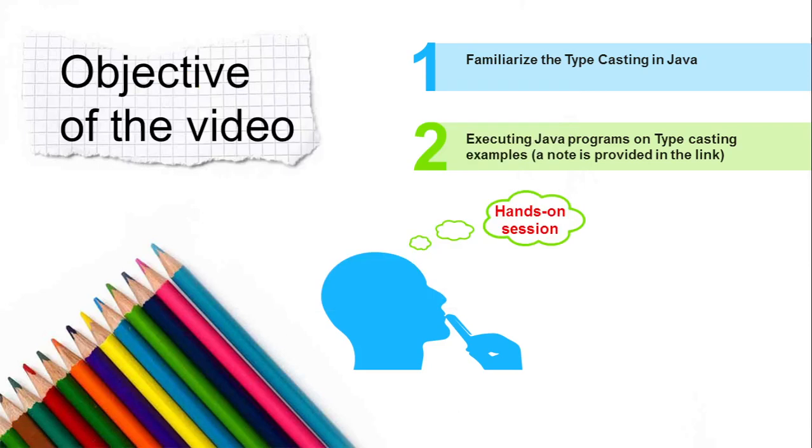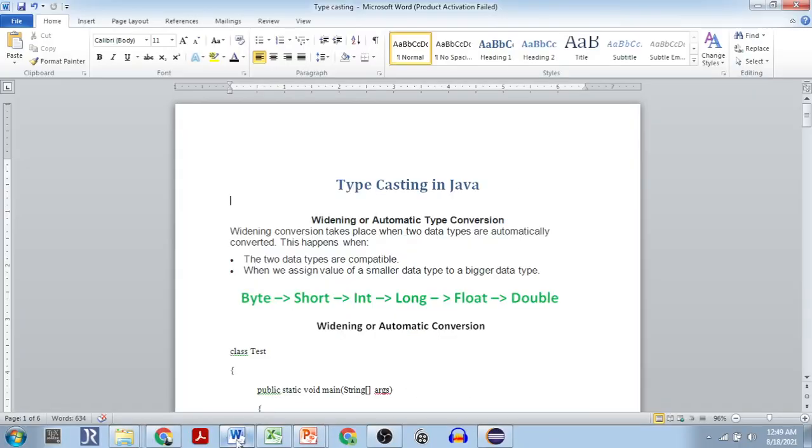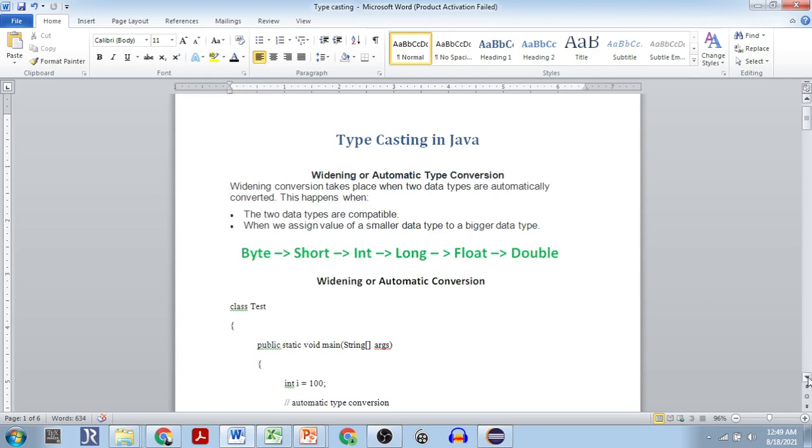So let's start. First we'll go to these notes. This is the note for typecasting. So what is typecasting in Java? Typecasting is nothing but changing the type of one particular data type to another data type. This is the key concept: changing the value of a variable from one data type to another data type, for example from float to integer or from integer to float. That's the typecasting concept. There are two types of typecasting in Java.